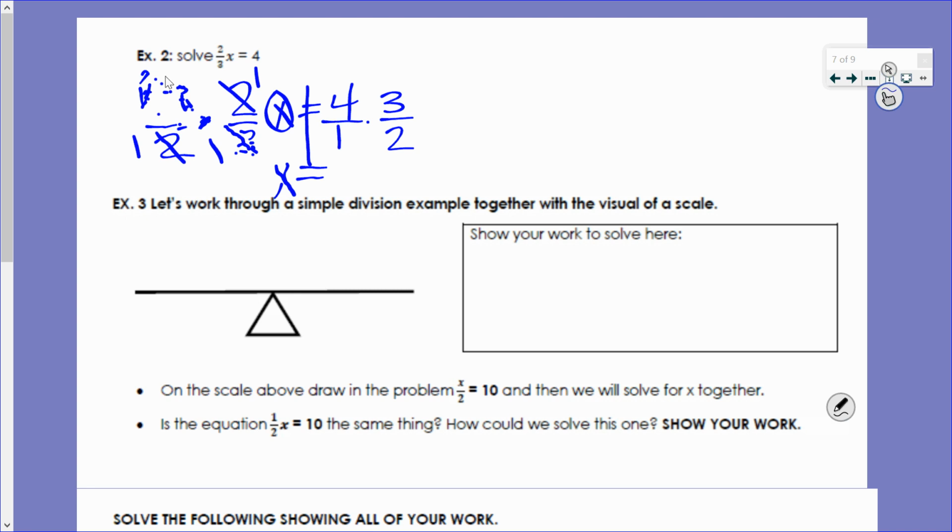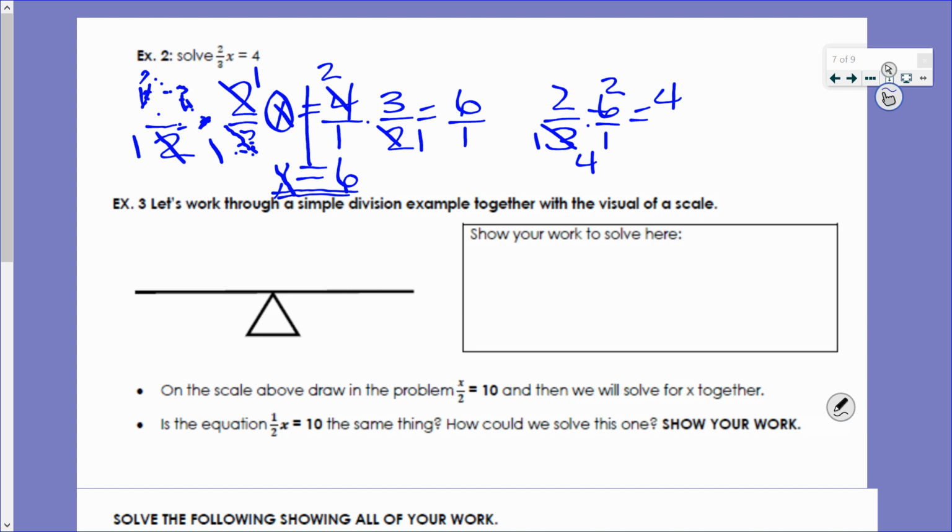I still look for reductions. Anything I can reduce? Okay. 4 and 2, I can divide both those by 2. That becomes a 1. That becomes a 2. 2 times 3 is 6. 1 times 1 is 1. 6 divided by 1 is 6. I can always check my answer to be sure I did it correctly. 2/3 times 6 equals 4. This now becomes a fraction. I have a 1 and a 2. 2 times 2 is 4. 4 over 1 is 4. 4 equals 4. Check. We did it correctly.